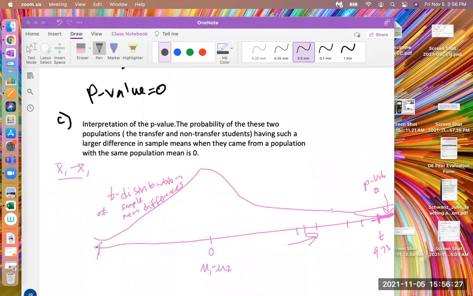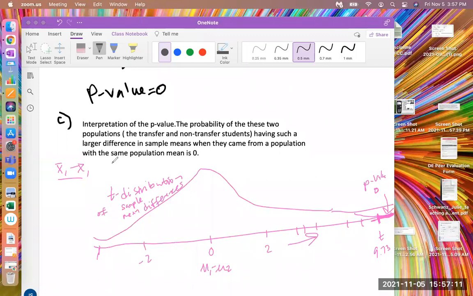Remember that 95% of the data is within 2 standard deviations. So 2 is probably back here. The t distribution is kind of similar to the z distribution, the normal distribution, but a little bit different. Still, most of the data is within 2 standard deviations, so when you're at 9.73 standard deviations above the mean, you're really far out there. So this is really, really strong evidence against the null hypothesis; it's very, very unlikely to come from the same population, the same mean.